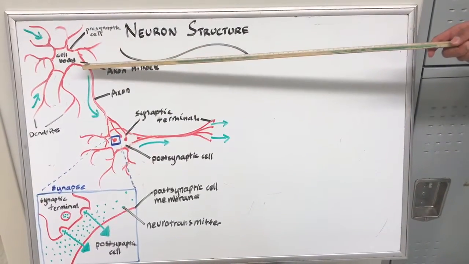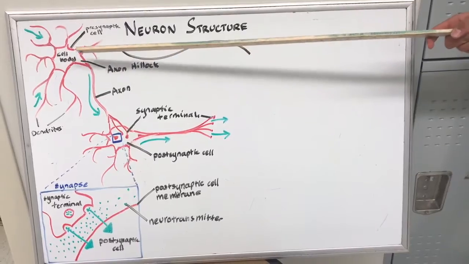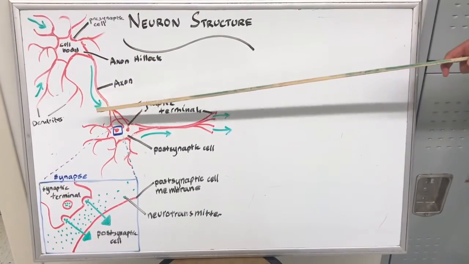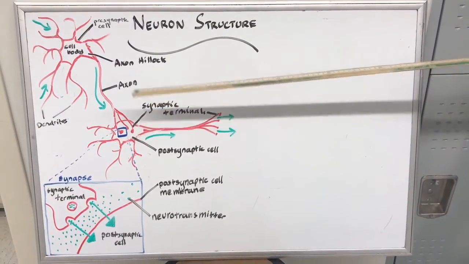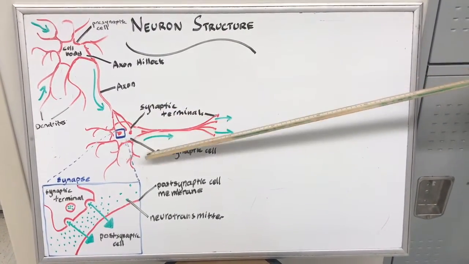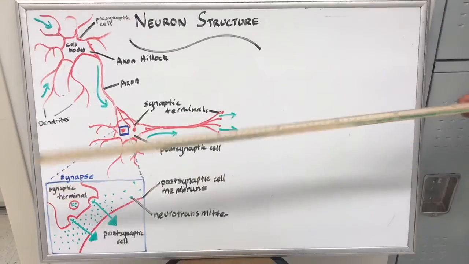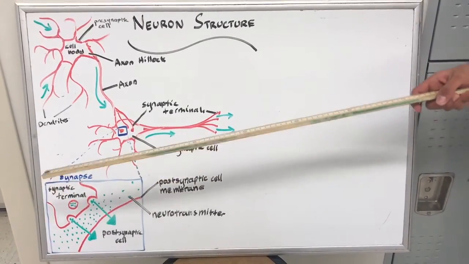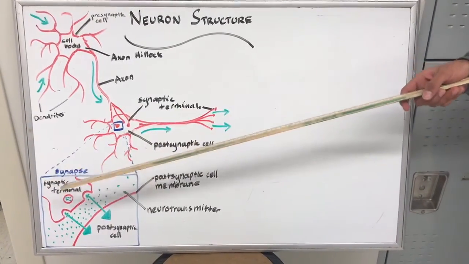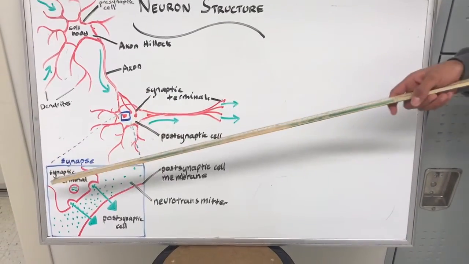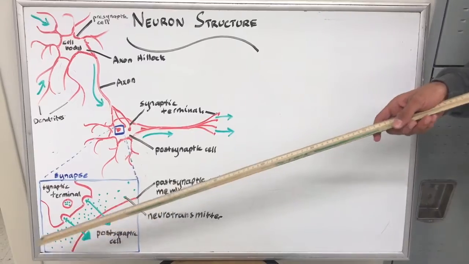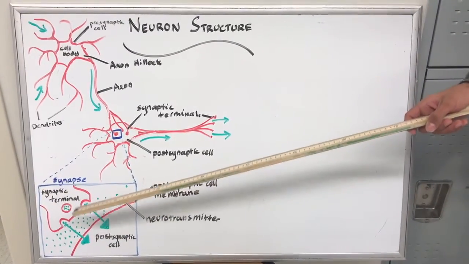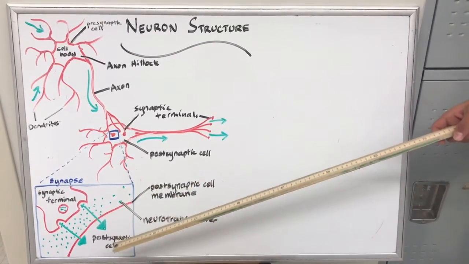hillock where a new signal is created. And then this signal travels down the axon. The axon then branches into synaptic terminals, which will transmit the signal through a junction called the synapse. The synaptic terminals have vacuoles containing neurotransmitters, which transfer the signal, and then these neurotransmitters are released into the intracellular space, and then they travel through the postsynaptic membrane into the postsynaptic cell.